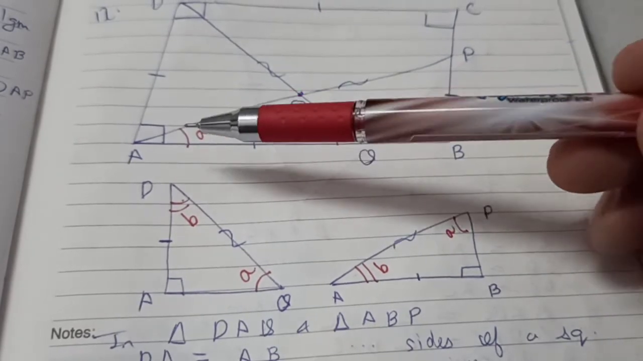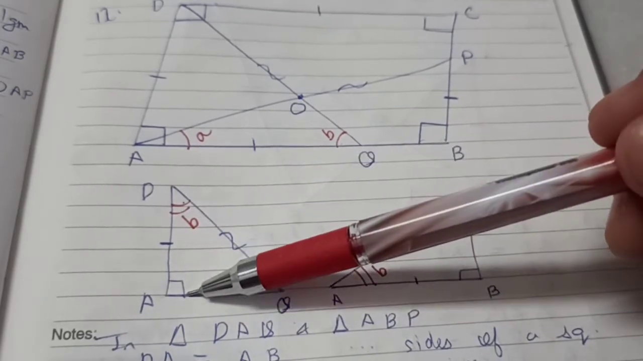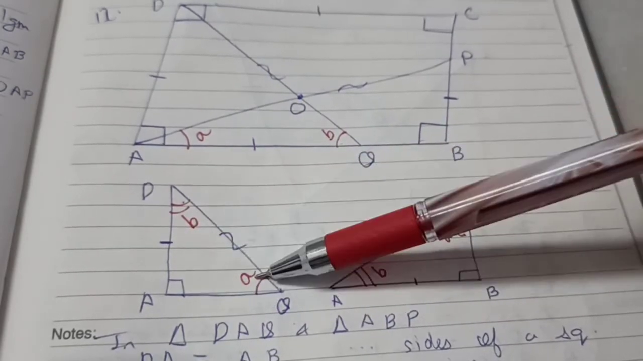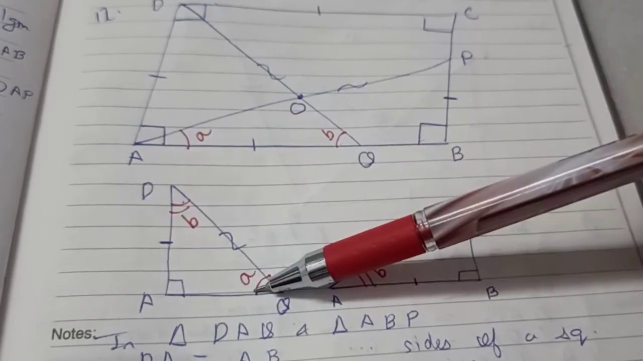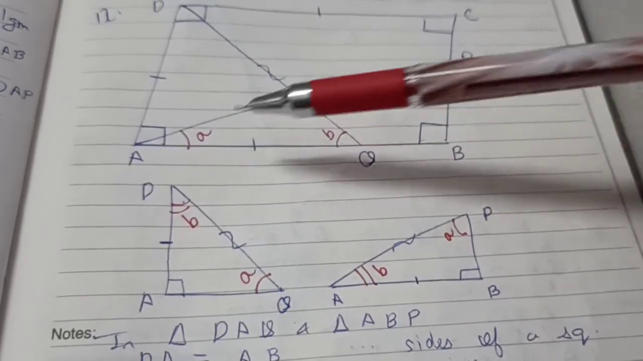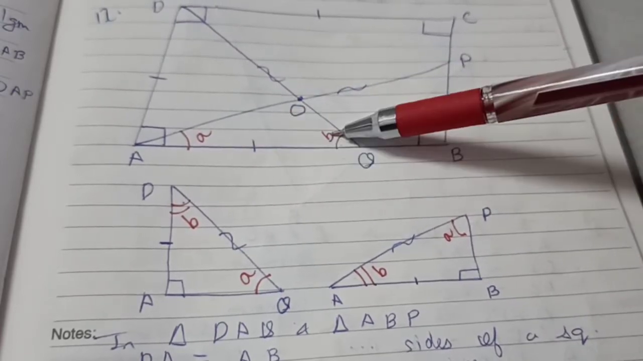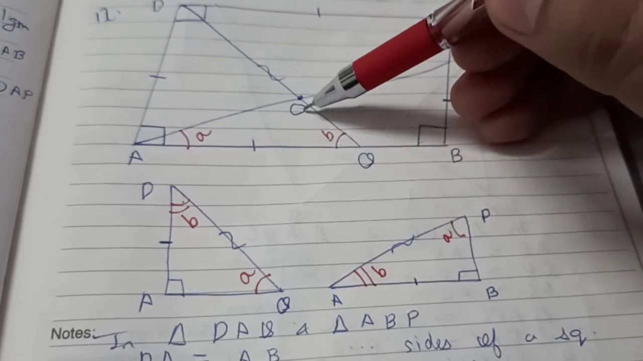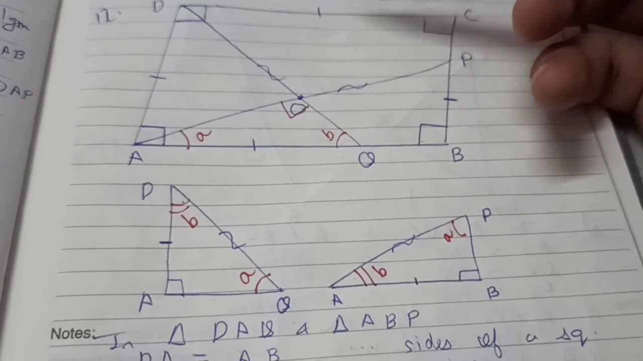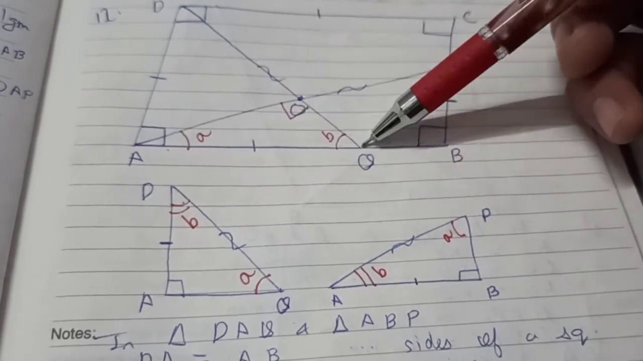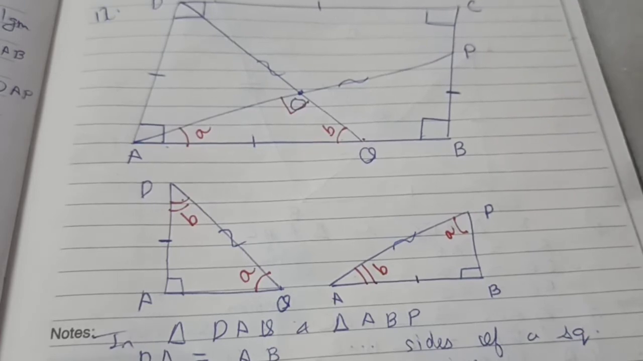Now in this triangle DAQ, if I use angle sum property, this is 90. So how much is A plus B? That's right, A plus B is 90. So in triangle OAQ, how much is A plus B once again? It's 90. So by angle sum property, what is left for this angle O? That's right, it's 90. So hence I have proved that angle AOQ is equal to 90 degrees, which was also asked in this question.